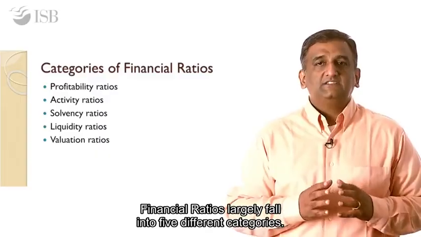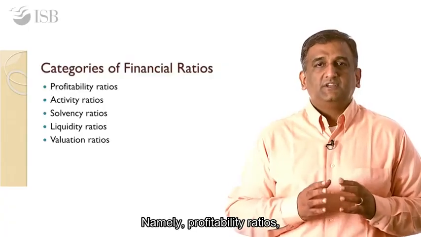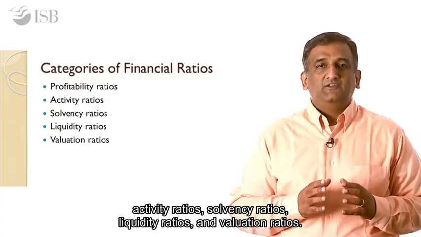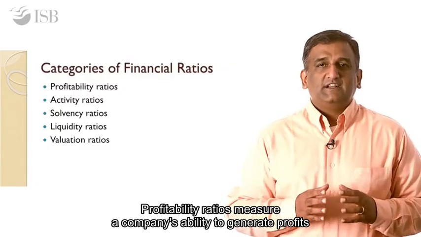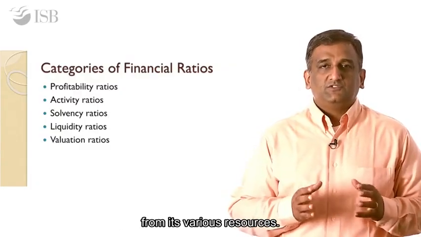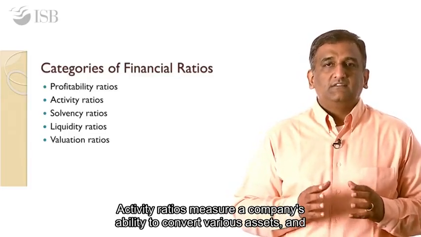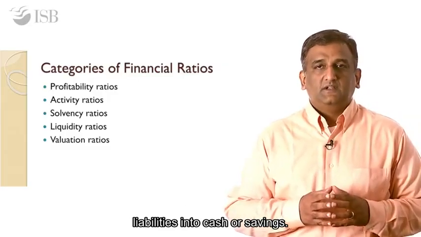Financial ratios largely fall into 5 different categories, namely profitability ratios, activity ratios, solvency ratios, liquidity ratios, and valuation ratios. Profitability ratios measure a company's ability to generate profits from its various resources. Activity ratios measure a company's ability to convert various assets and liabilities into cash or sales.